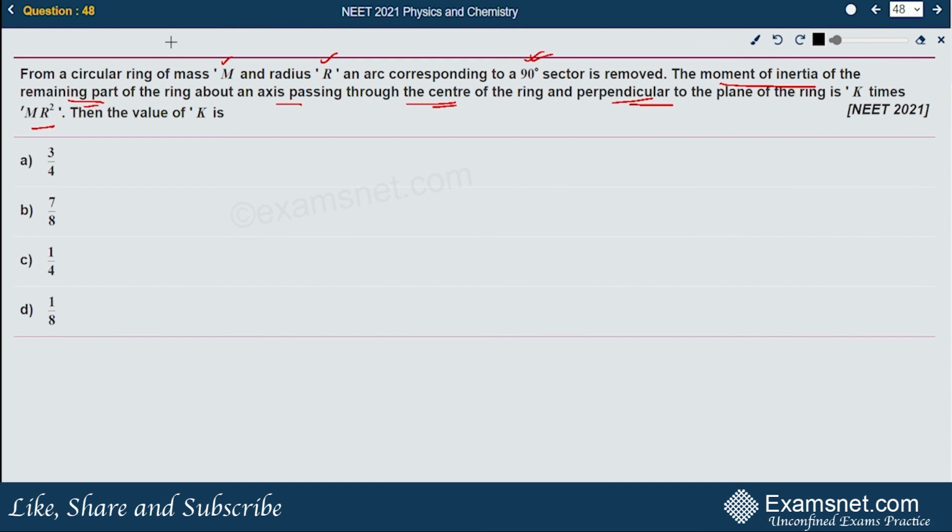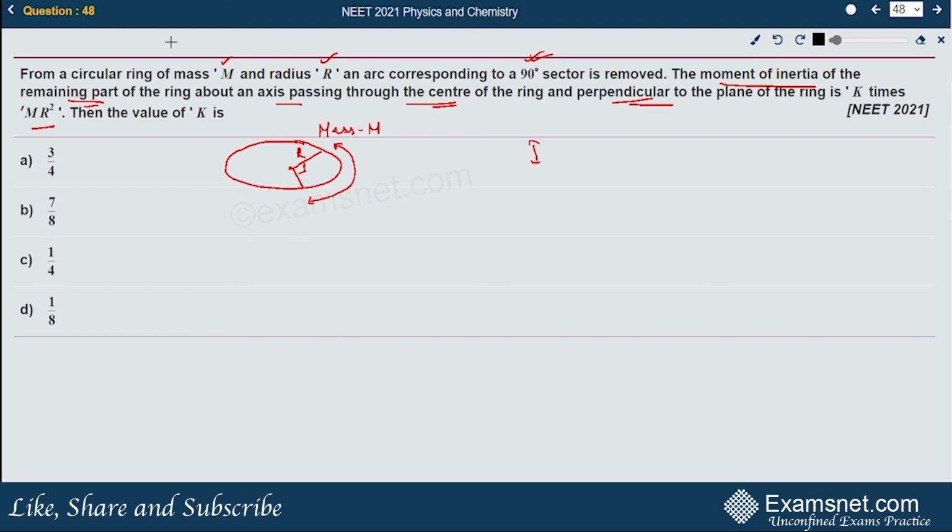So let's first understand what is mentioned in the question. We have a ring whose mass is capital M, right? And its radius is capital R. Then an arc corresponding to 90 degrees has been removed. So if this is 90 degrees, then this portion has been removed. The total angle is 360 degrees, right? And 90 degrees has been removed. That means 1/4 has been removed.